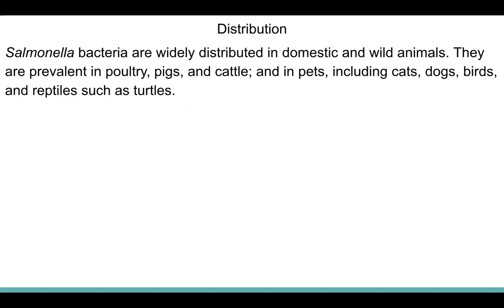Distribution. Salmonella bacteria are widely distributed in domestic and wild animals. They are prevalent in poultry, pigs, and cattle, and surprisingly in pets, including cats, dogs, birds, and reptiles such as turtles.